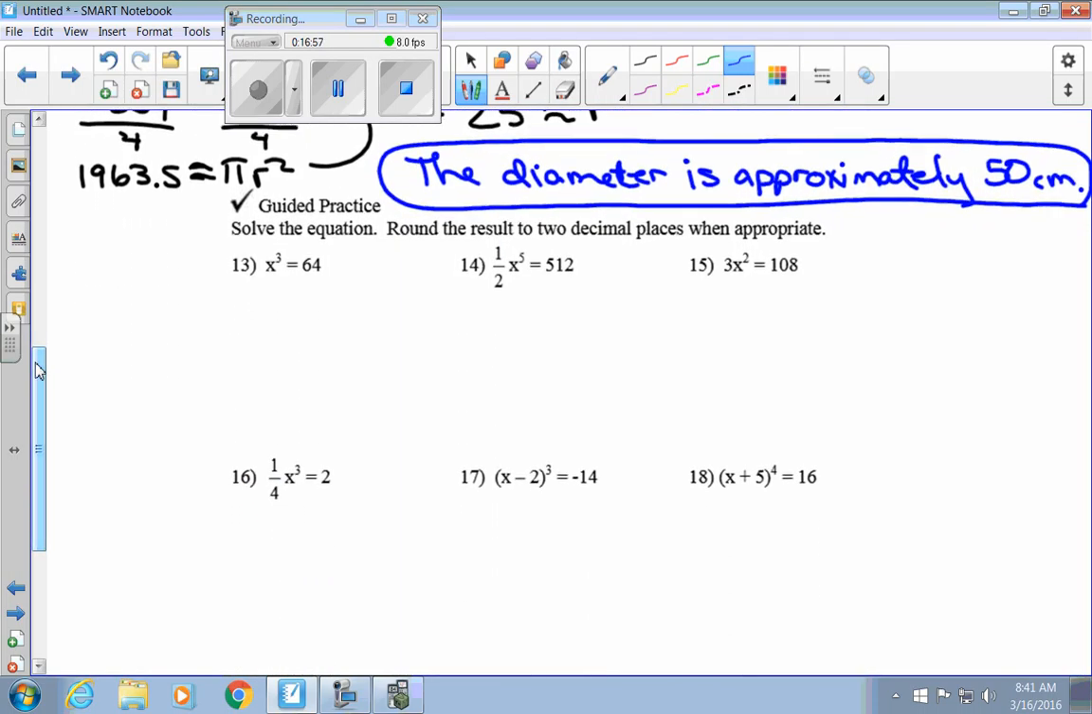So we're going to take a little bit of time now to do the guided practice. There's 6 of them here. Go ahead and solve these. Make sure that you can do these. If you can do this part, this is kind of the main part of this section. So go ahead and take some time to do those. Go ahead and pause the video, and then you can hit play when you're ready to move on.